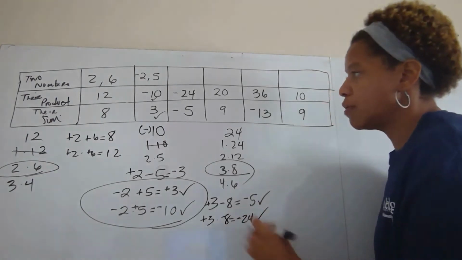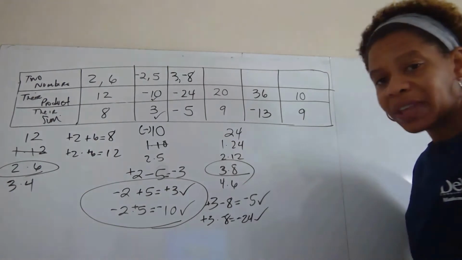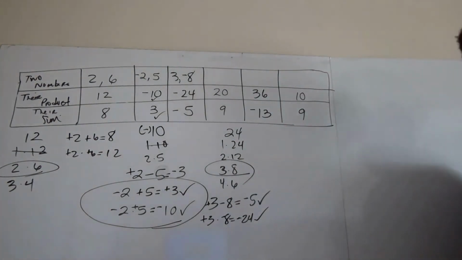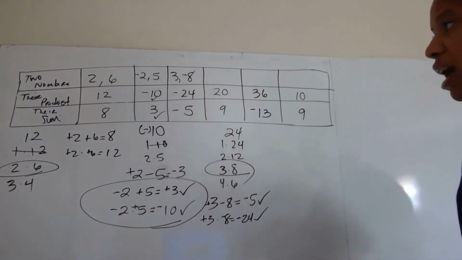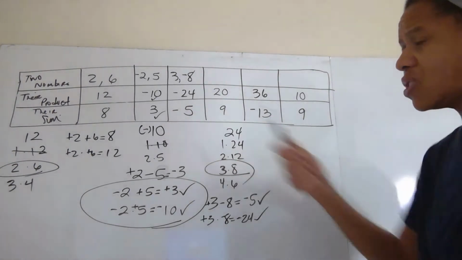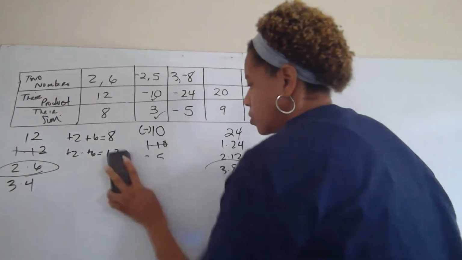The negative 24. So what are the numbers? You would use a positive 3 and a negative 8. And that's what we're doing when we're factoring trinomials, essentially. You're trying to identify what pair of numbers can create this outcome that we're looking at.